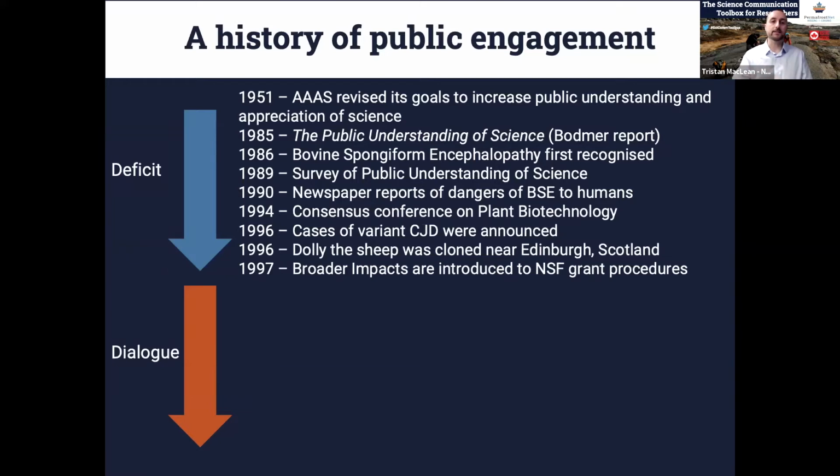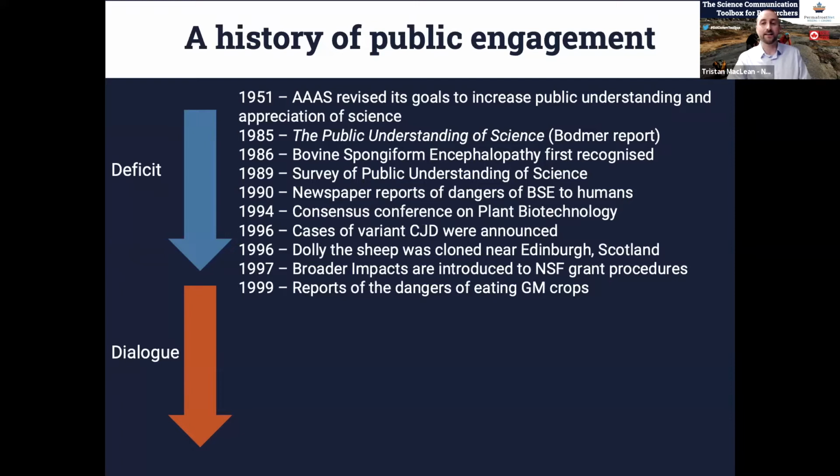In the US, in 1997, the broader impacts criterion was introduced to NSF grant procedures, and this was a major milestone in recognizing that the way science and research knowledge was generated and conducted had to do more than just contribute to the academic circles and the academic knowledge and peer-reviewed papers. So this was quite a big milestone in the US.